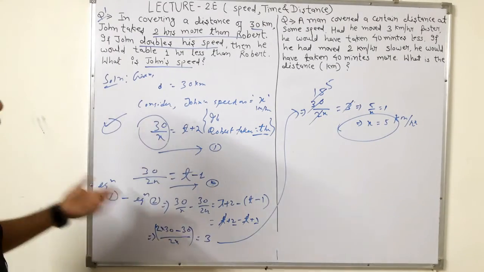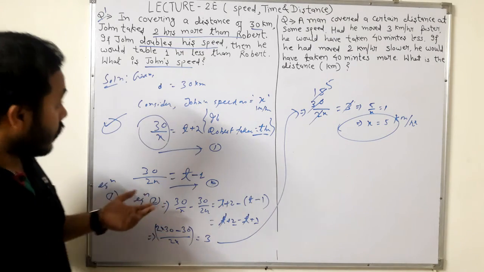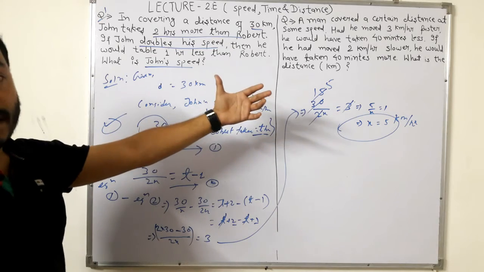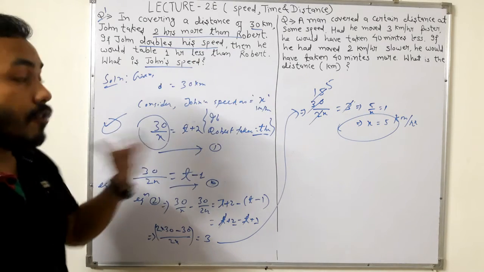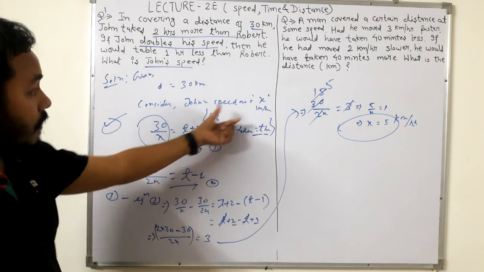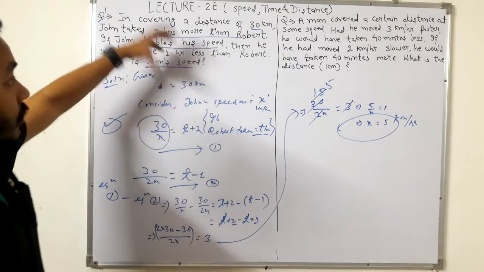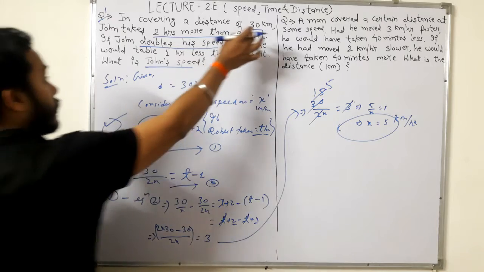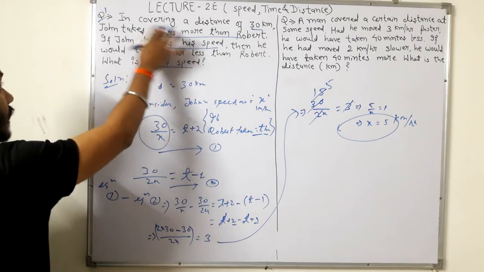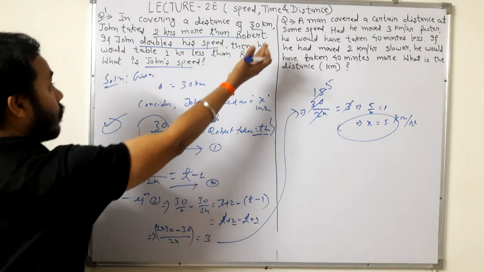Let me revise the facts again so that you will grasp it better. First, always try to focus on what the question is asking. Just read the question one time, then you will get it. The question is asking about John's speed, so consider John's speed as x kilometers per hour, and then try to picturize the problem. Distance given is 30 kilometers. Next come the facts given: John takes 2 hours more than Robert.